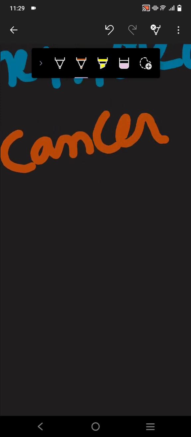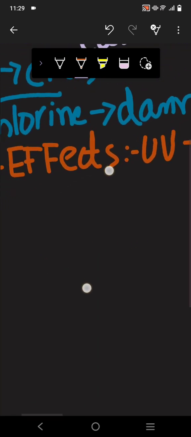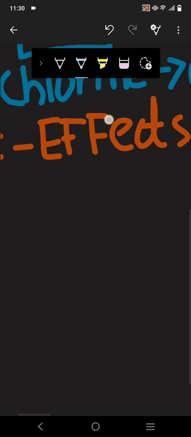The sun rays are good in a sufficient amount, but the more you take, it will of course cause a reaction in our body, especially in our skin. You might have seen burning sensations in your skin. If the ozone gets thinner, it can cause a lot of illnesses.